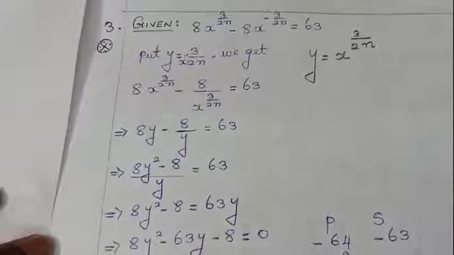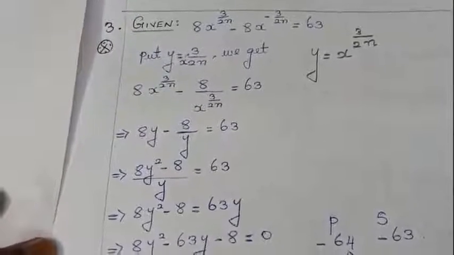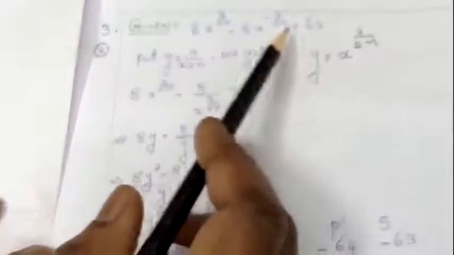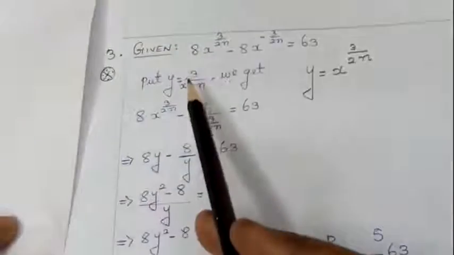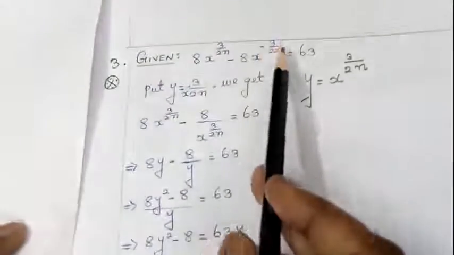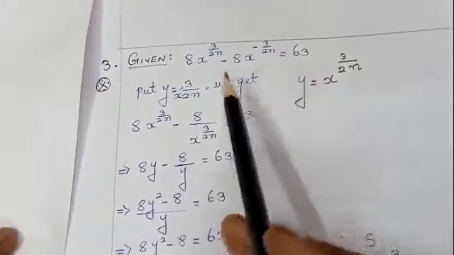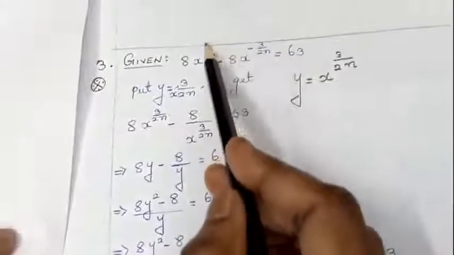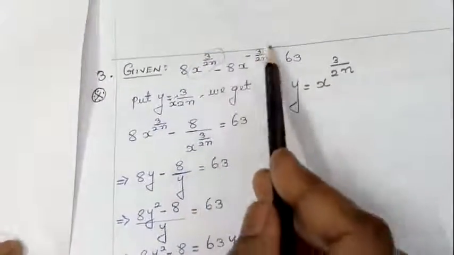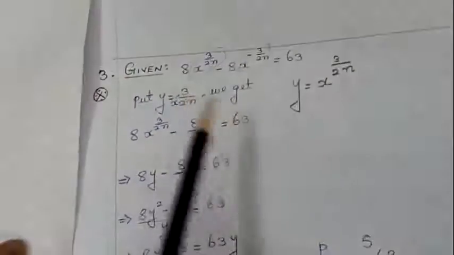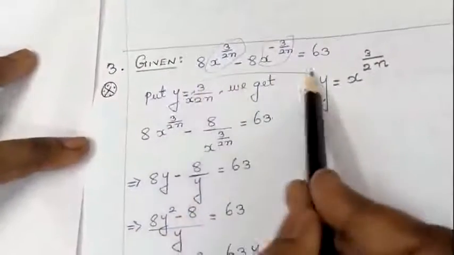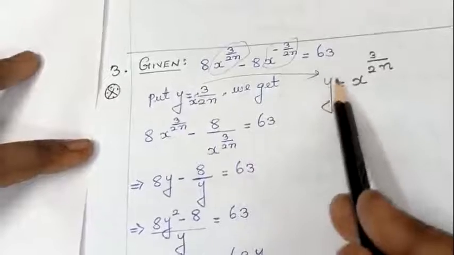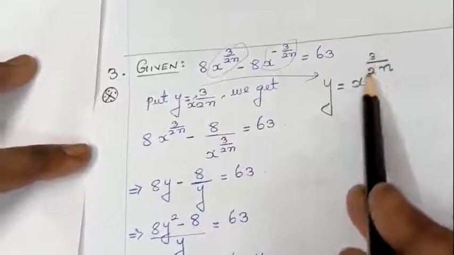Exercise 3.5, third sum. They have given you: solve this equation, 8x to the power 3 by 2n minus 8x to the power minus 3 by 2n equal to 63. So what I am going to do is replace this value as y. Just see, students, what I am going to do here is put y equal to x to the power 3 by 2n.